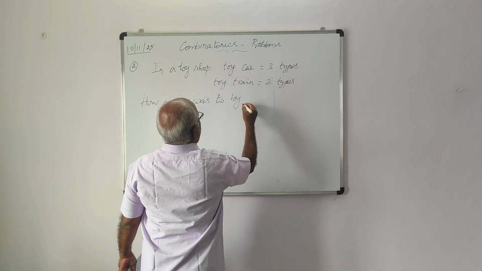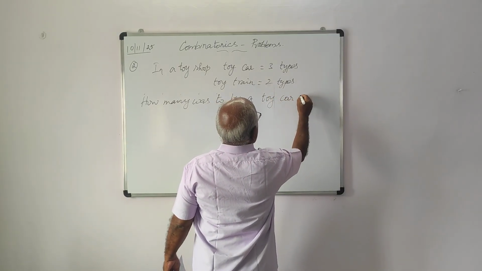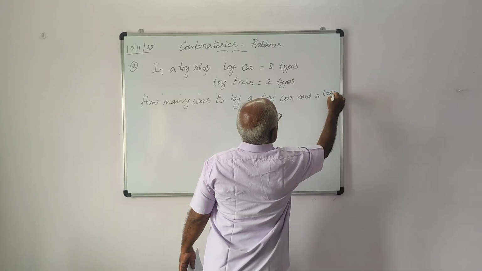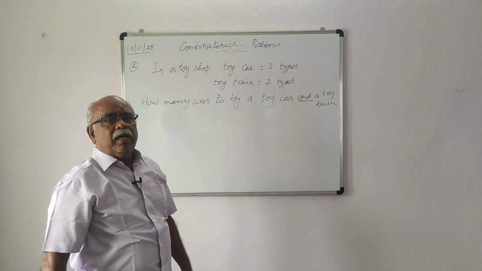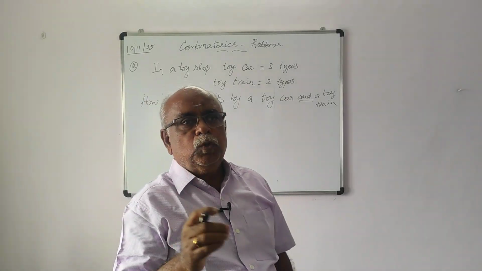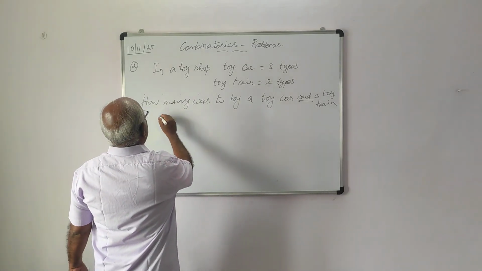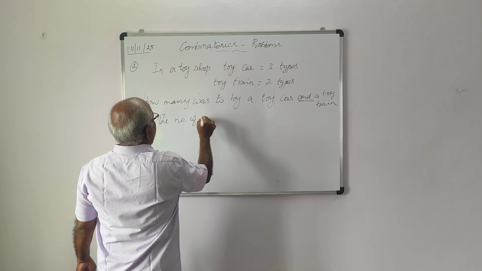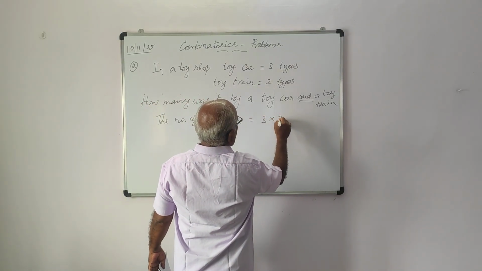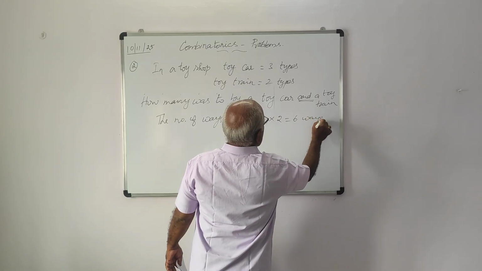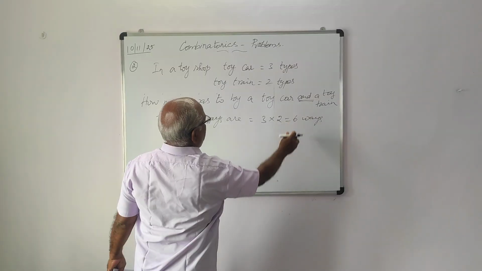How many ways to buy a toy car and a toy train? Here the conjunction is "and". If you find the conjunction "and" in a problem, you have to use the multiplication rule, the product rule I mean. So, the number of ways, by the product rule, is 3 into 2, that is equal to 6 ways.